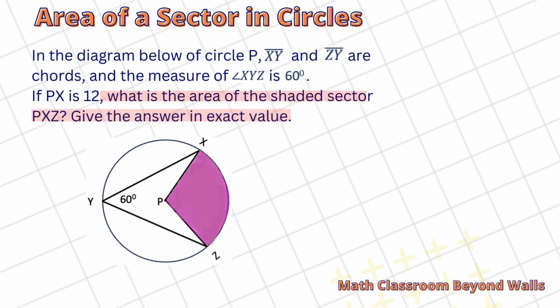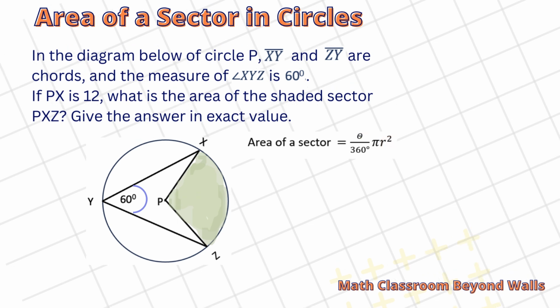Remember that for us to be able to apply the formula, we must have the central angle or the sector angle theta and the radius r of the circle. Let us examine the drawing and see if we have this. We do not have the measure of the central angle theta in the drawing. What we have is the measure of the inscribed angle. We also see that the inscribed angle and the central angle are intercepting the same arc.